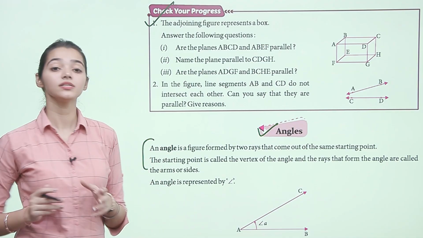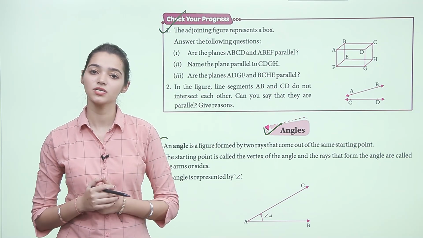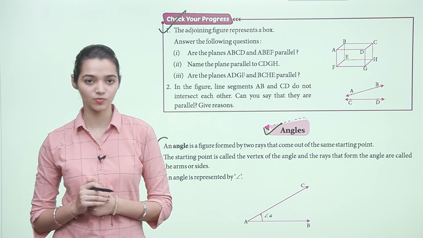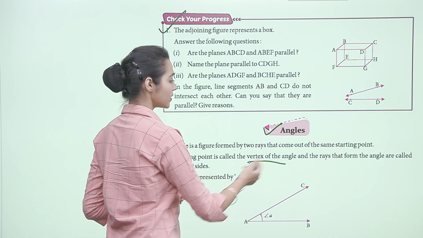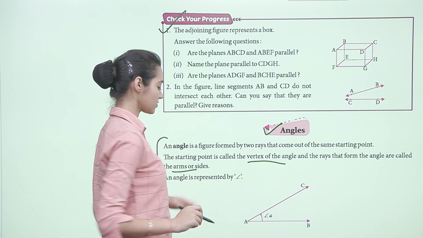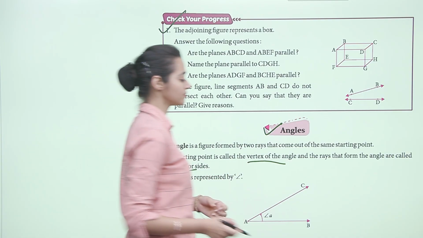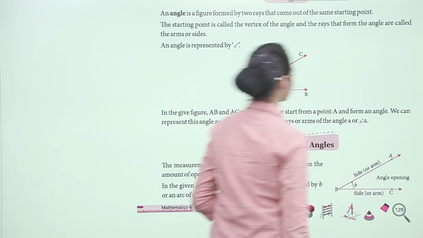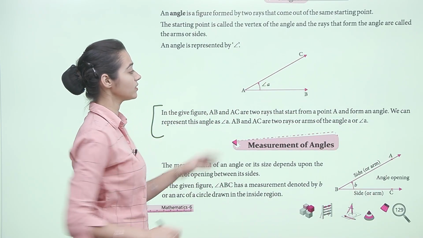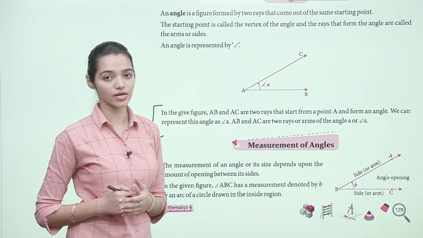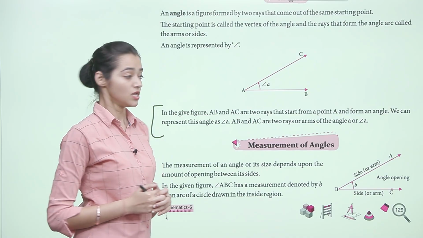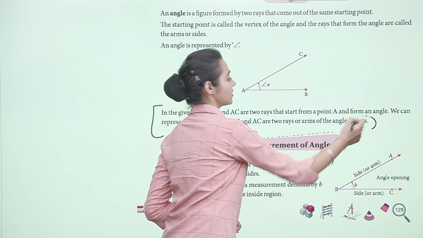Angles. An angle is a figure formed by two rays coming out of the same starting point. The starting point is called the vertex, and the rays that form the angle are called arms or sides. An angle is represented like this. In the given figure, AB and AC are two rays starting from point A and forming an angle. So AB and AC are the arms of the angle A.